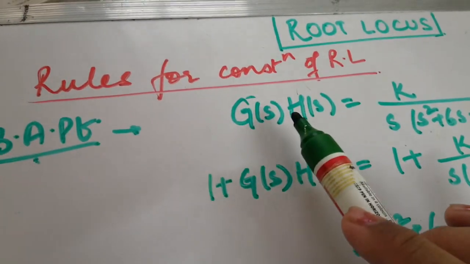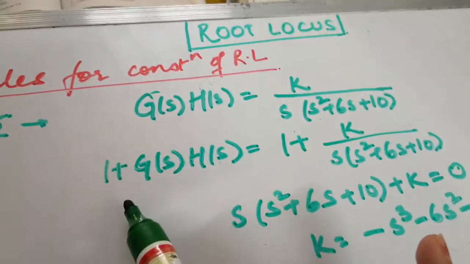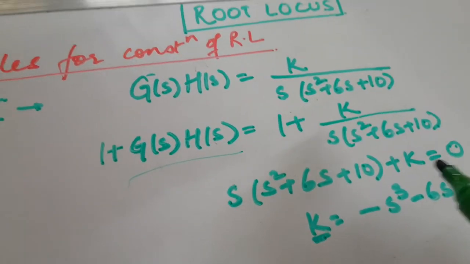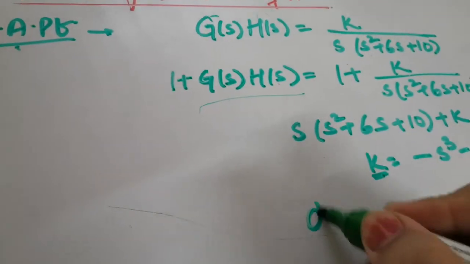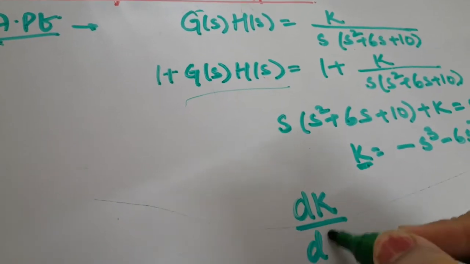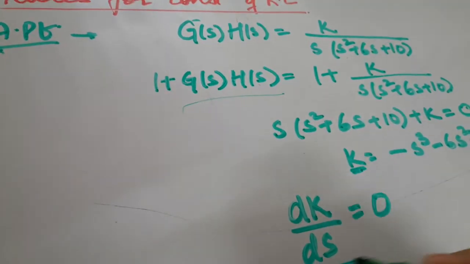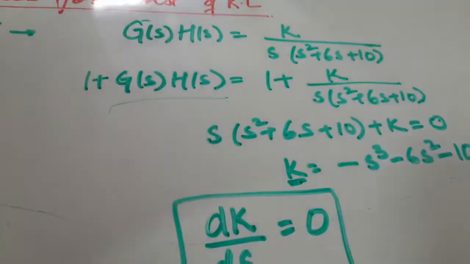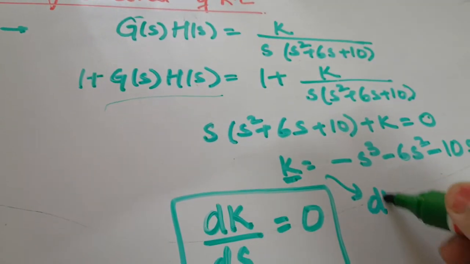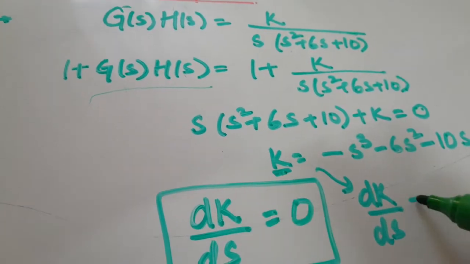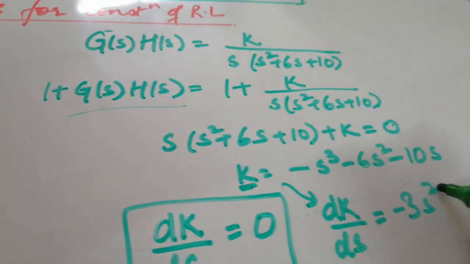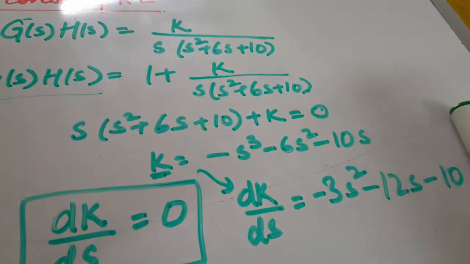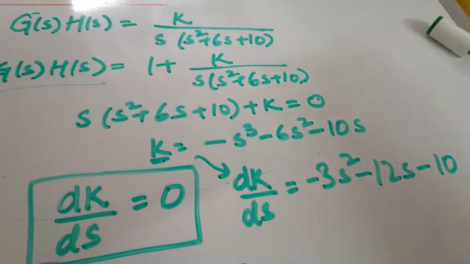So basically what we want to do is have our characteristic equation in terms of K, and then find the value of K, because the breakaway point condition says that dK/ds equals 0 provides us with the value of the breakaway point. So now we take the derivative of this K with respect to s. This becomes minus 3s square minus 12s minus 10.